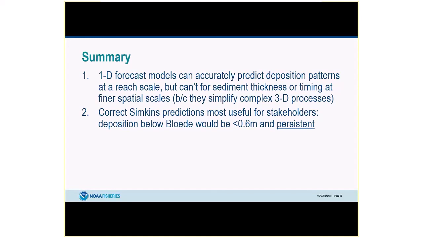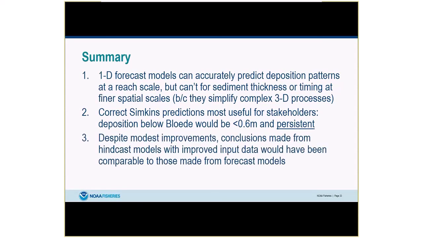So, in summary, the correct predictions that were most useful for stakeholders were that deposition below Bloaty would be less than 0.6 meters, and that it would also be persistent. Project planners and others involved found those particularly useful. Despite modest improvements from the hindcast models, conclusions made from those models with improved input data would have been comparable to those made from forecast models.